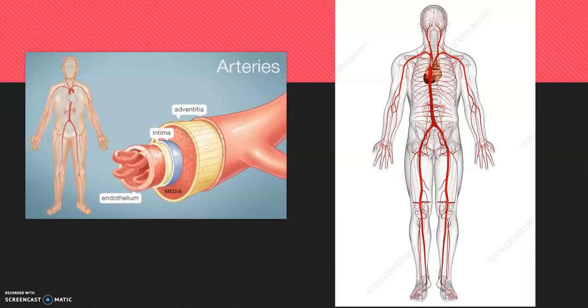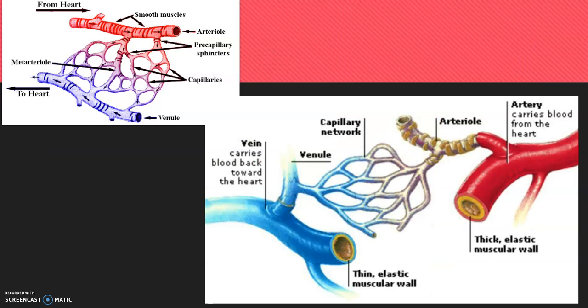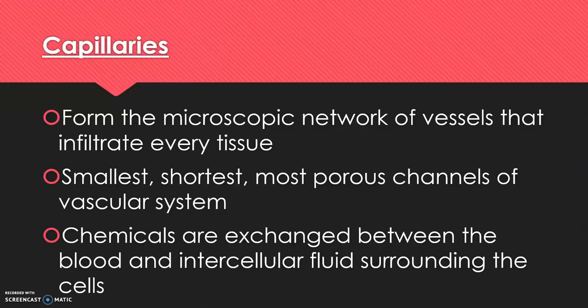So you can see there the arteries, the different layers. You can see all of the arteries and arterioles that are in the human body. You can see that the artery connects to the arteriole, which then connects to the capillary network, and then the venules and the veins. And we're going to learn about those just in a minute.